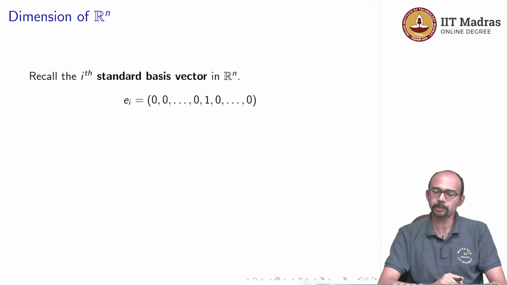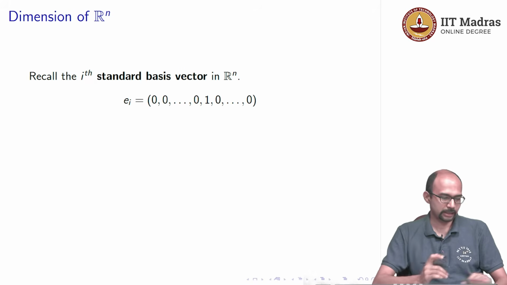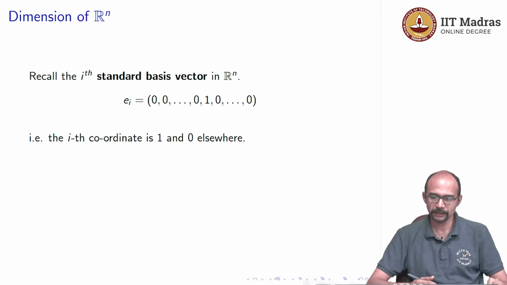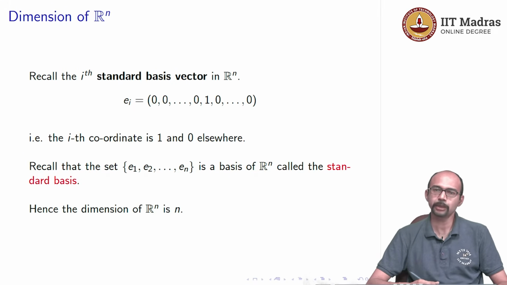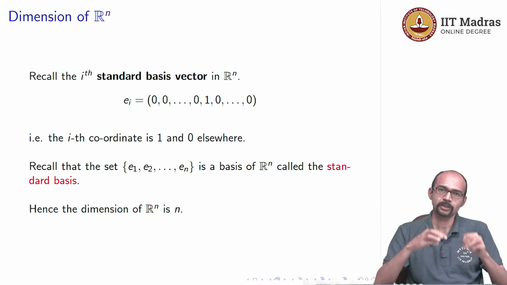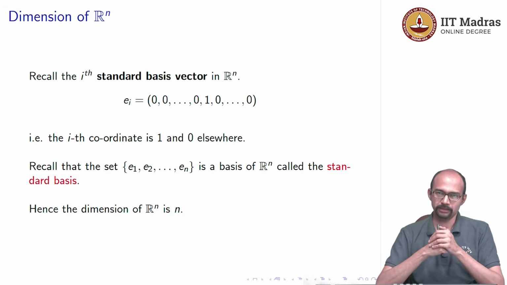So, let us recall the standard basis vector in Rn. Ei is 0 0 0 up till the ith coordinate, which is 1, and then again a bunch of zeros in the other coordinates. So, the set E1 to En was called the standard basis, and that means that the dimension of Rn is n. We noted this idea in some previous videos, right. We said if you have n plus 1 vectors in Rn, they cannot be linearly independent, they have to be linearly dependent. So n seemed like the optimal size.